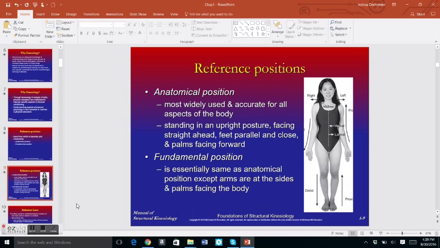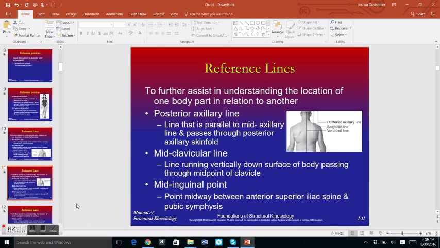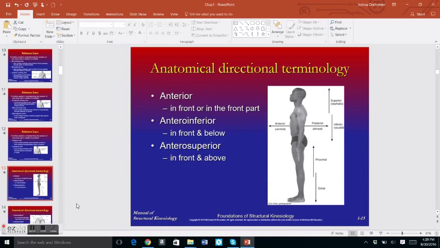And so in terms of reference positions, we have an anatomical position and a fundamental position. Anatomical position is what our model looks like with our palms facing up. Fundamental position with our palms against our sides. We'll kind of skip over the reference lines. In terms of anatomical direction, we have anterior, posterior, proximal, distal, superior, and inferior.